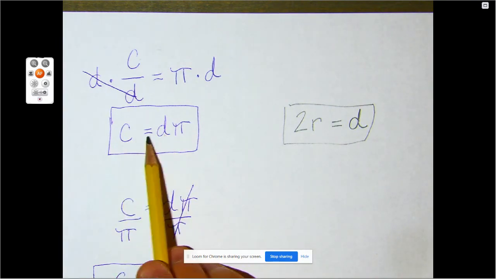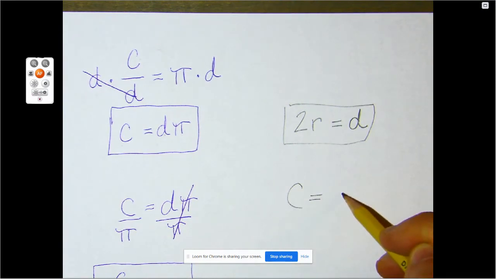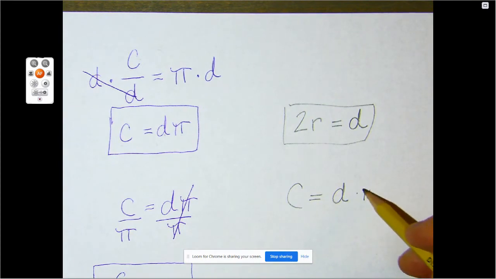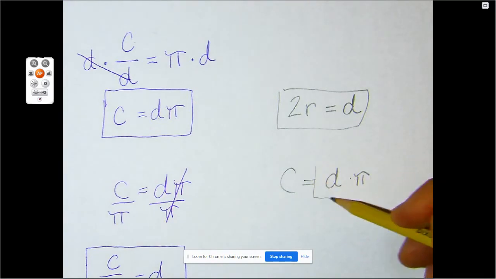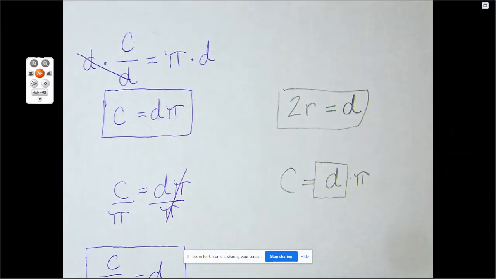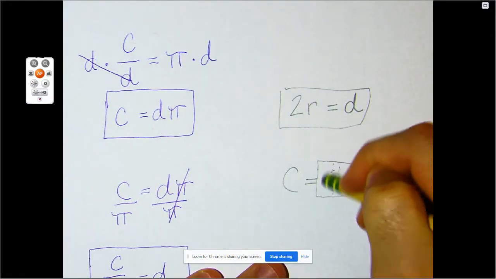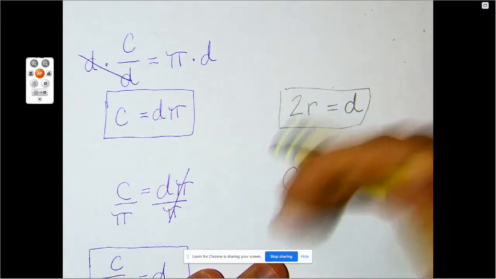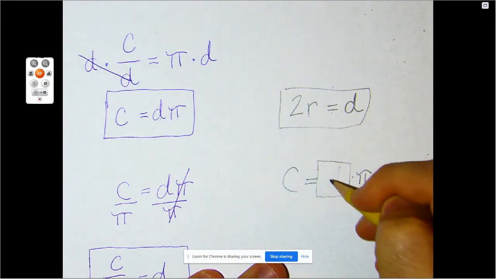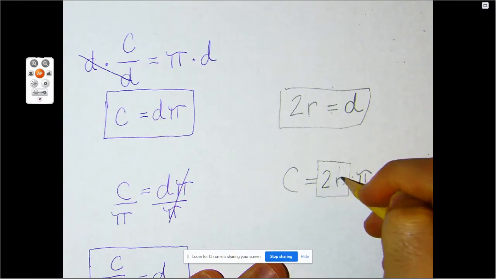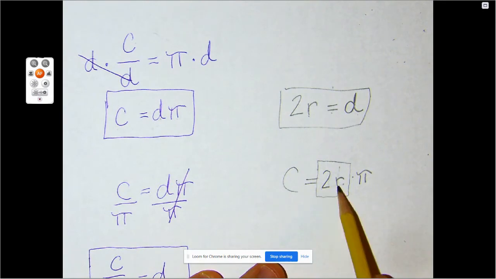So let me take C equals D times pi, and let me rewrite it right over here. C equals D times pi. And what I'm going to do, and I like to do this when I do substitution, is I'm going to put a little box around the variable d. And I'm going to get rid of the d, and I'm going to replace that diameter with what diameter is equivalent to, which is 2r. So in this box where it used to say diameter, now I'm going to put 2r, because 2r is the same thing as diameter. So I've got 2r pi.